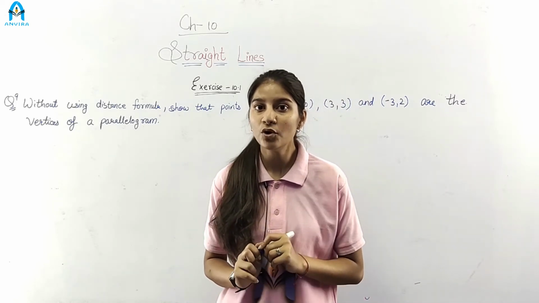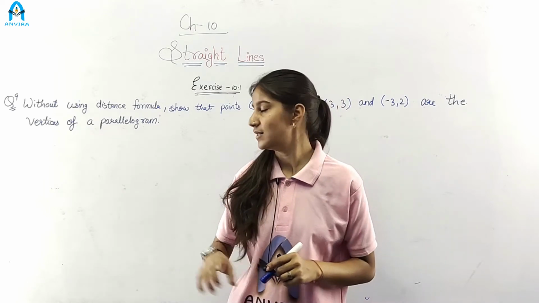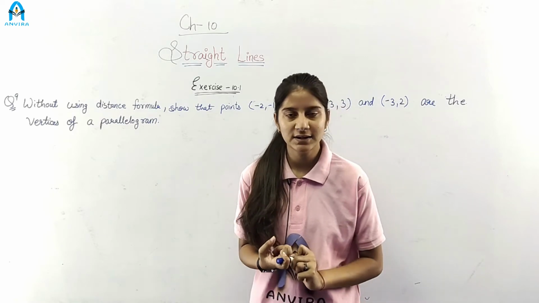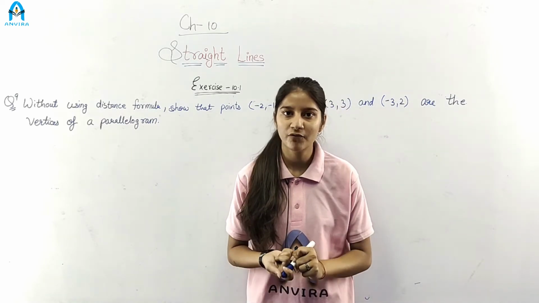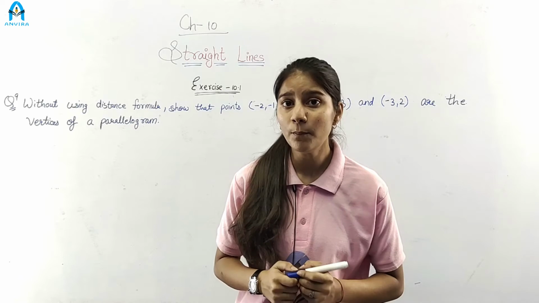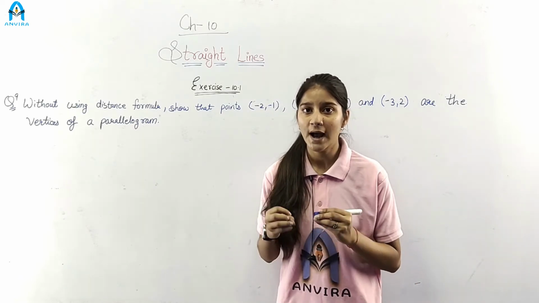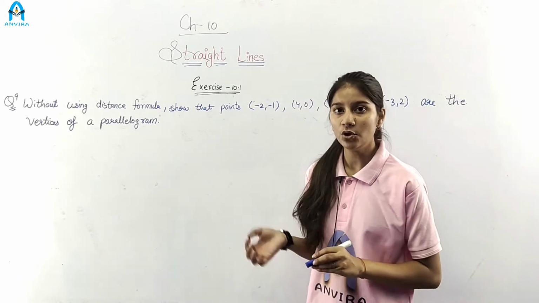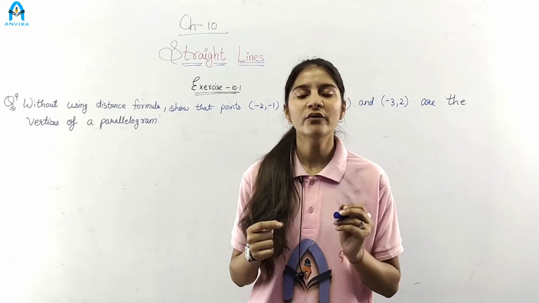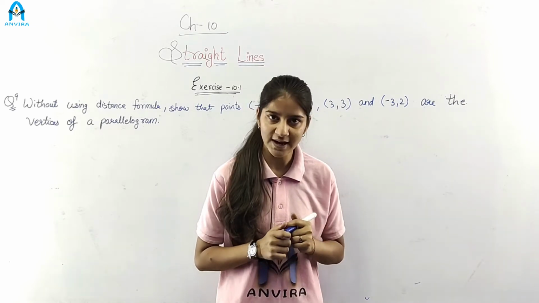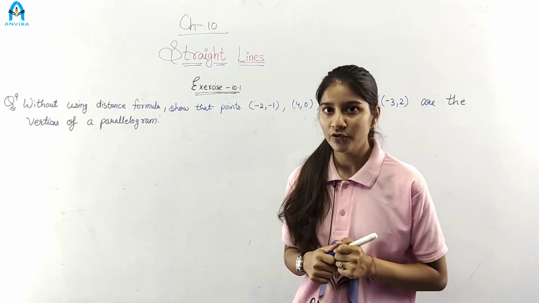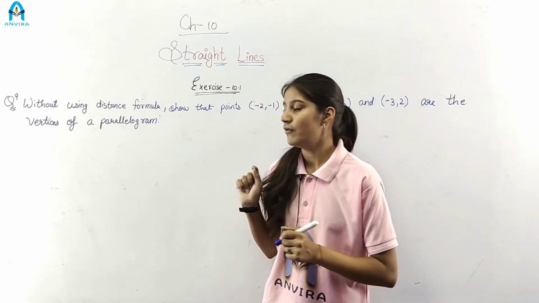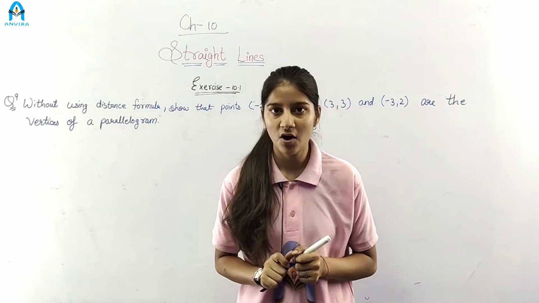And how can we prove that the lines are parallel to each other? For parallelism of two lines, we know that the slopes of the two lines, m1 and m2, should be equal to each other. So we will find the slope of the opposite sides and then prove whether these are the vertices of a parallelogram or not.